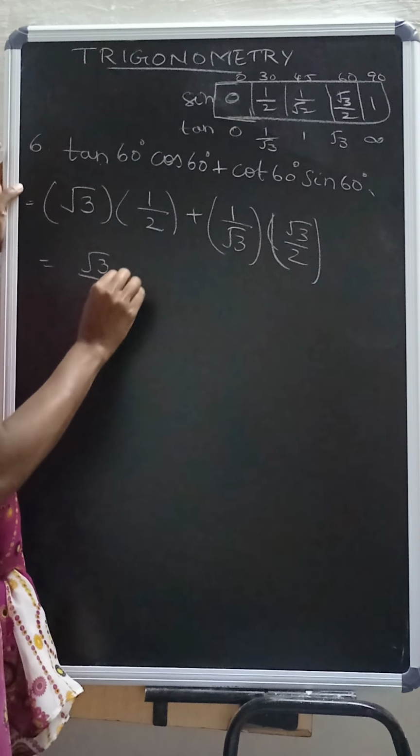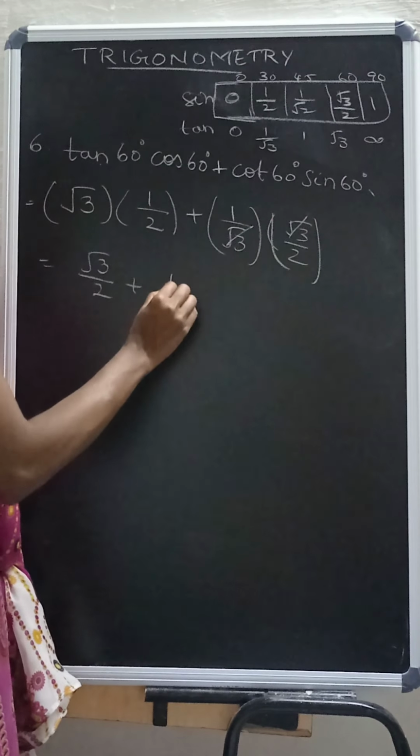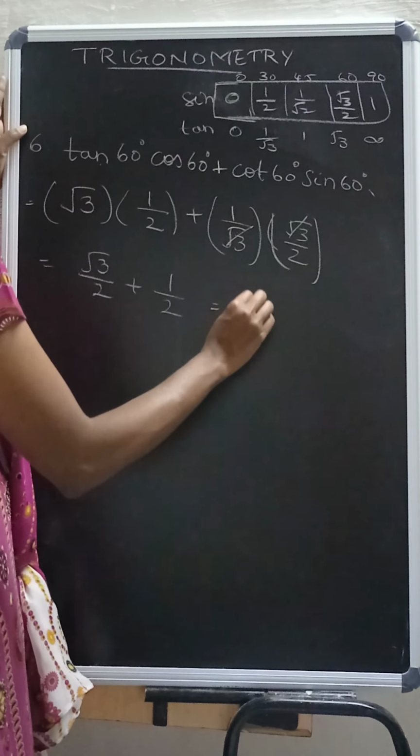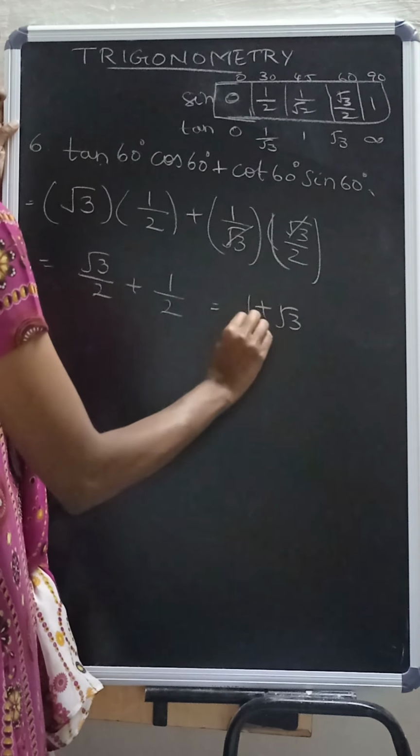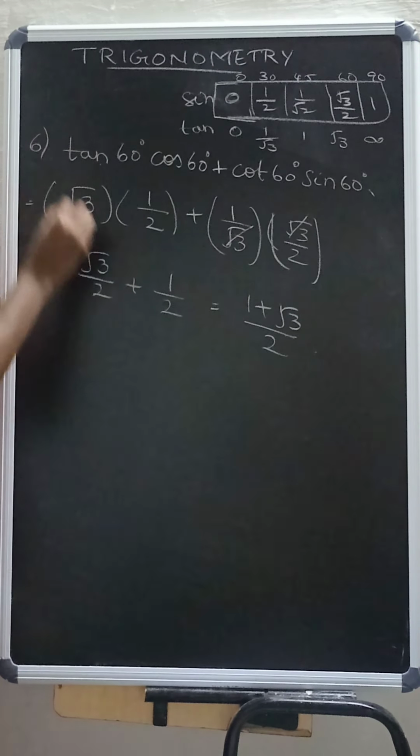Root 3 by 2 plus, root 3 and root 3 gets cancelled, 1 by 2, which is equal to 1 plus root 3 by 2. This is the answer.